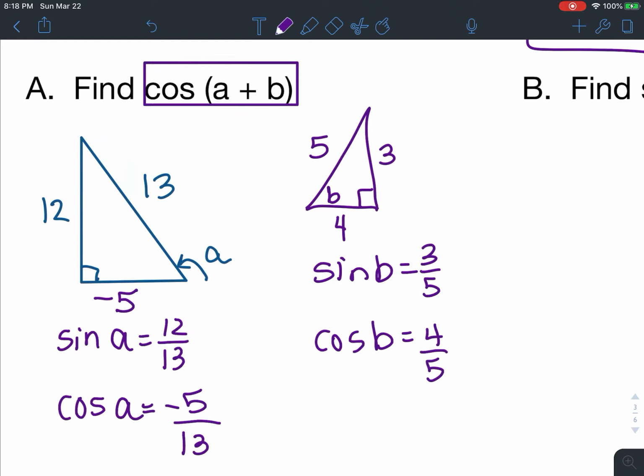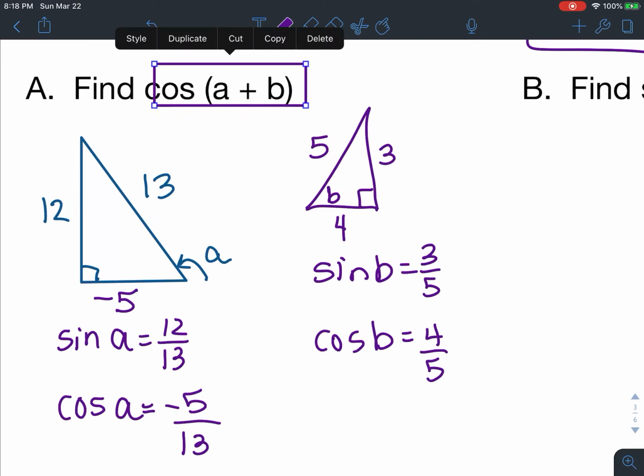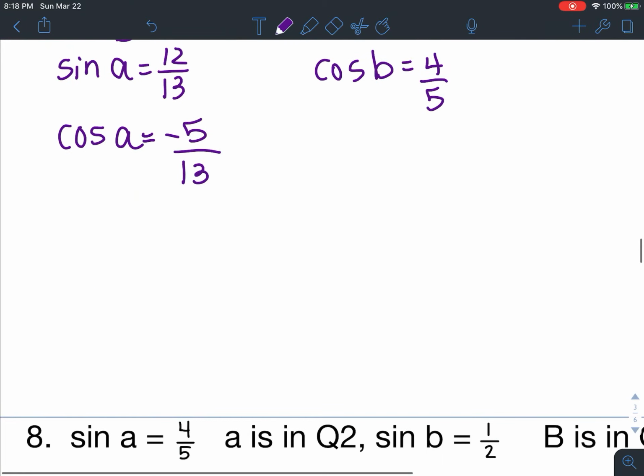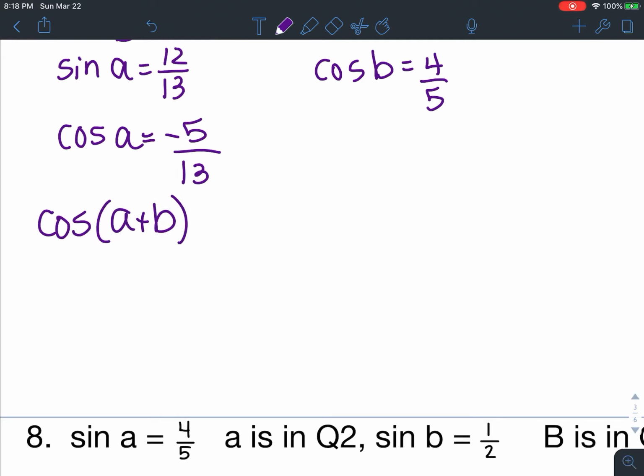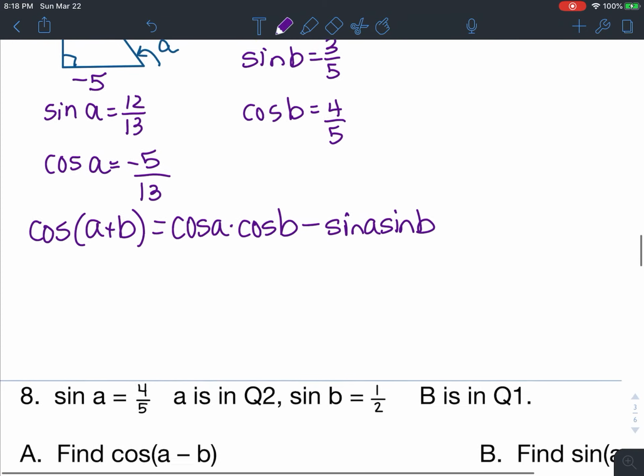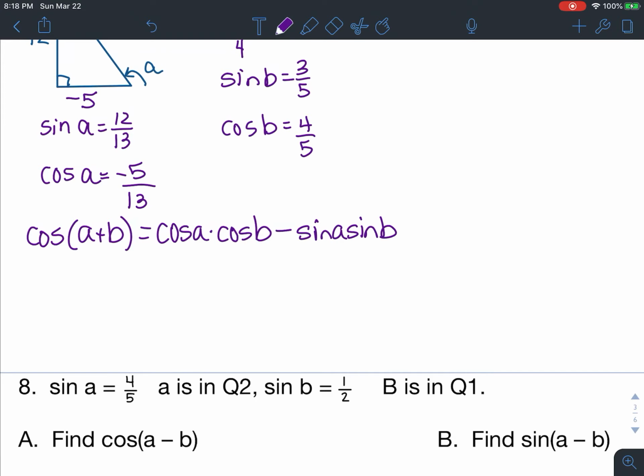And the reason I want to do that is because I have to find the cosine of A plus B. And the cosine of A plus B involves the sine and cosine of A and B. Because that formula is cosine of A plus B equals cosine A times cosine B minus sine A sine B. So this is 4 separate values I need to have here, but I have them all listed above. So that's going to help me not lose anybody.